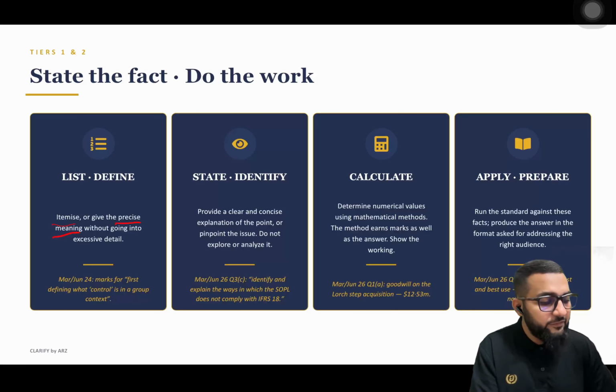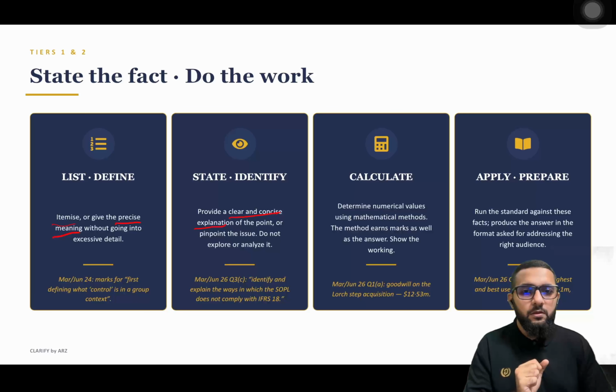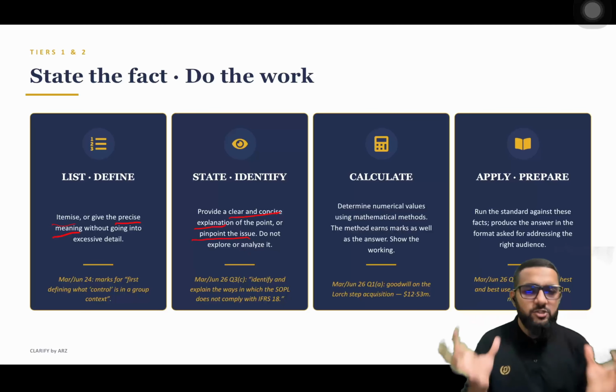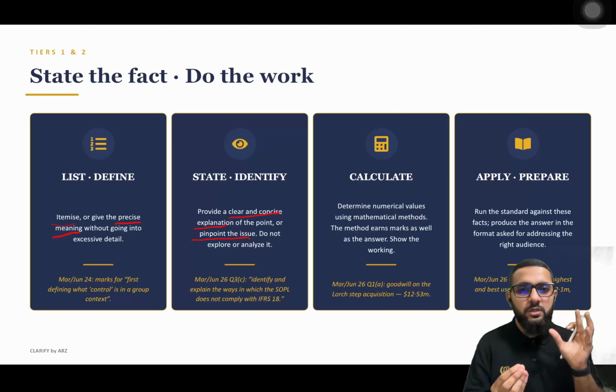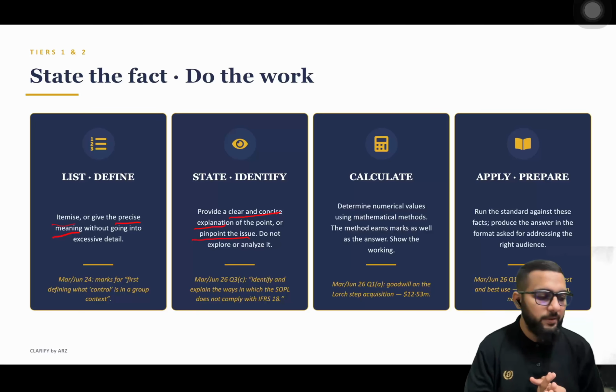Then state and identify. State is where you have to provide a clear and concise explanation. Clear and concise explanation. And identify is where you pinpoint the issue. You're not going to explore that issue. Rather, you pinpoint the issue. If the verb says identify, you just identify it. Pinpointing the issue is necessary here.